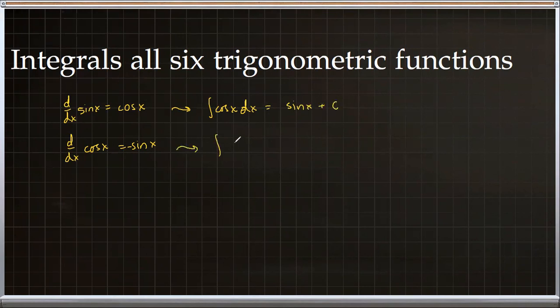And from this one, we know that the integral of sine x will be negative cosine x plus constant. So in this video, we will look at how we can derive integrals of tangent, then secant, cosecant, and cotangent, so that we have integrals of all 6 trigonometric functions.